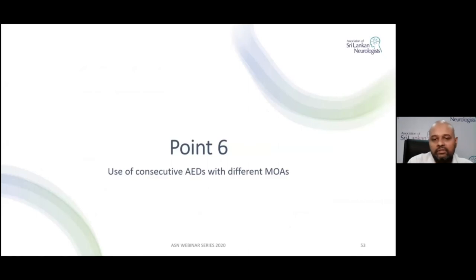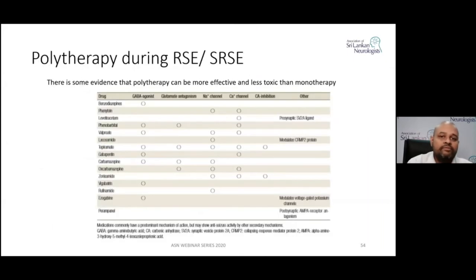All right, the sixth point and the last point. Use of multiple drugs. During the treatment of status epilepticus, we try as much as possible to use multiple anti-epileptic drugs which have different modes of action. And this is just an example of the drugs with the various types of modes of action, just to give you an idea as to how we should be combining anti-epileptic medication when the patient is in refractory status epilepticus or super refractory status epilepticus. You need to combine drugs which have different types of action, and also need to bear in mind the pharmacokinetics as well as the drug-drug interactions.